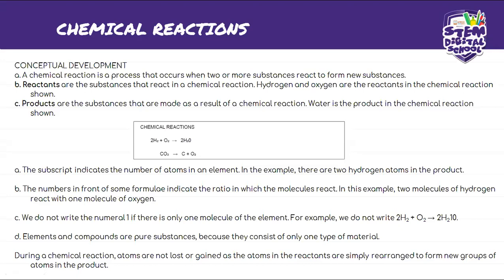We do not write the numeral 1 if there is only one molecule of the element. For example, we do not write 1 in front of oxygen, so that it does not appear as if it's 10. We just leave it like that. Elements and compounds are pure substances because they consist of only one type of material. During a chemical reaction, atoms are not lost or gained, as the atoms in the reactants are simply rearranged to form new groups of atoms in the product.